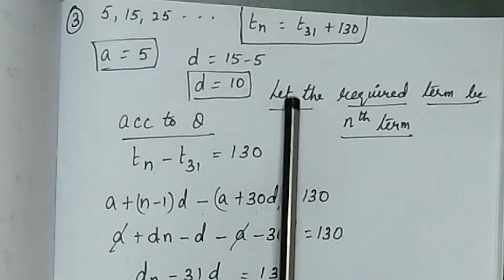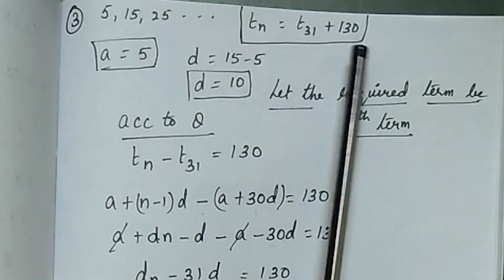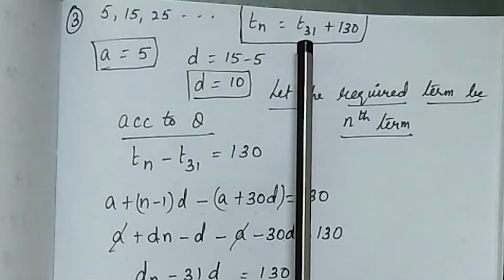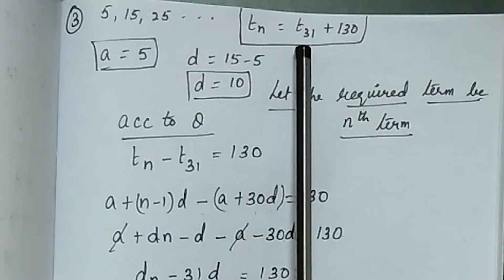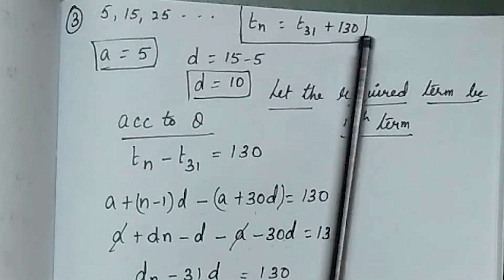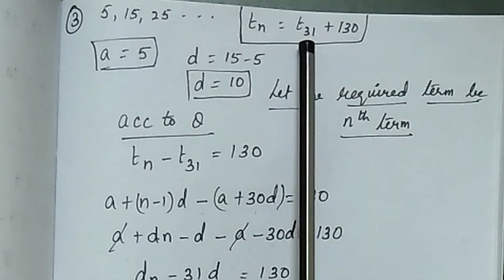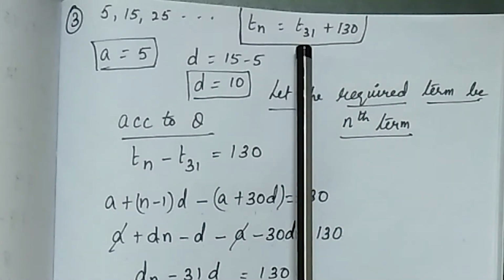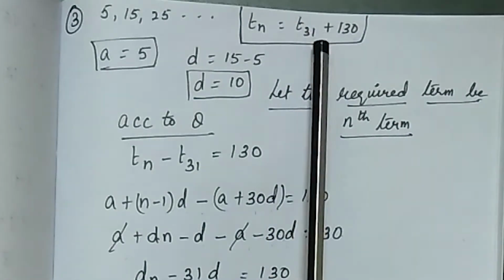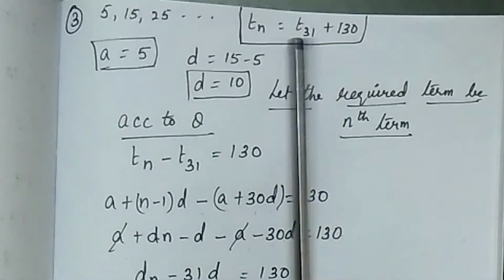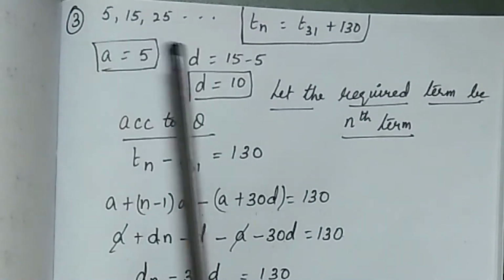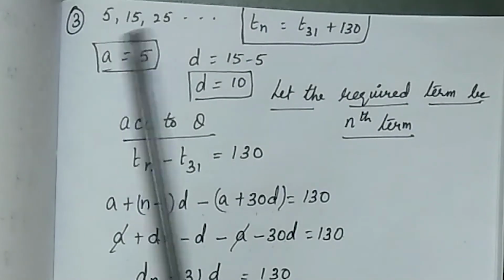This nth term is 130 more than its 31st term. What is given? The nth term is 130 more than its 31st term. Clear? So Tn is equal to T31 plus 130. Frame the equation. Now, what is a? 5. What is the common difference? 15 minus 5, you get 10.